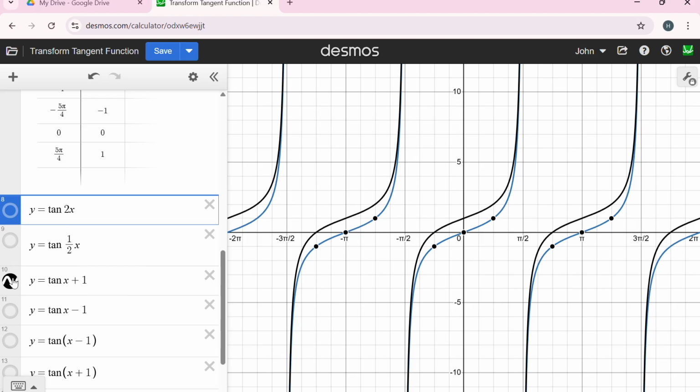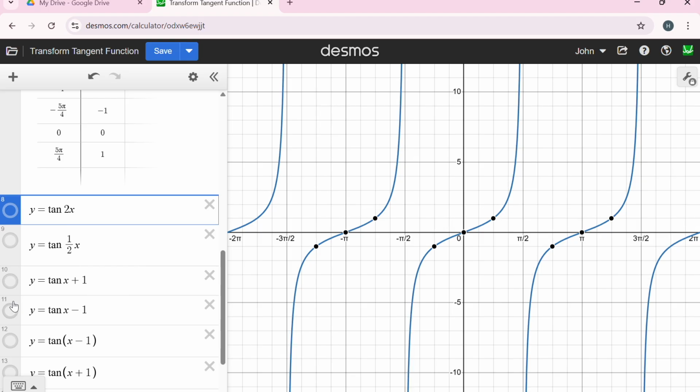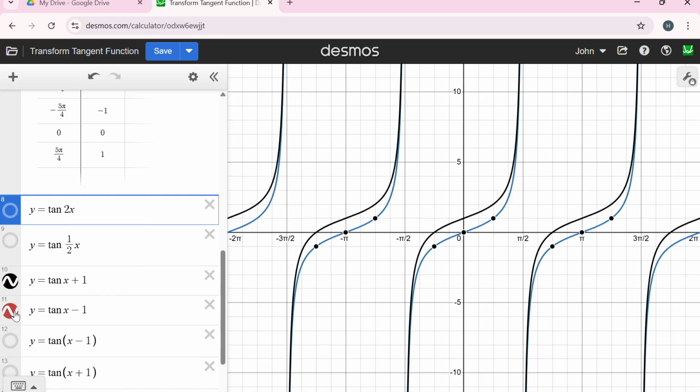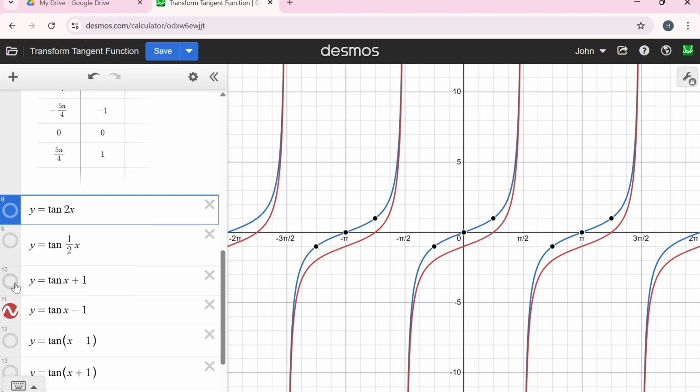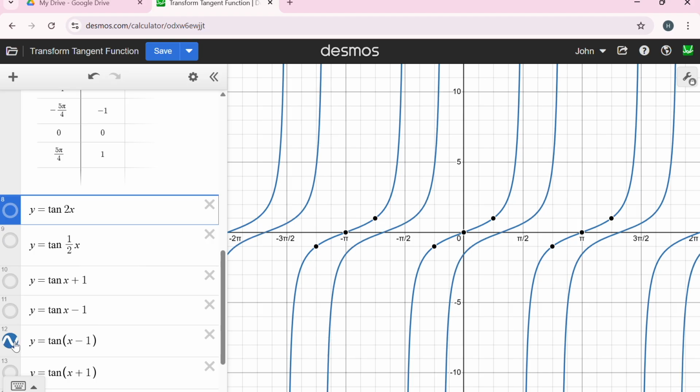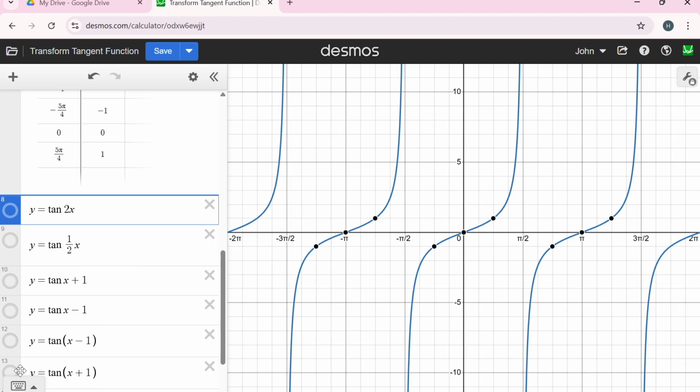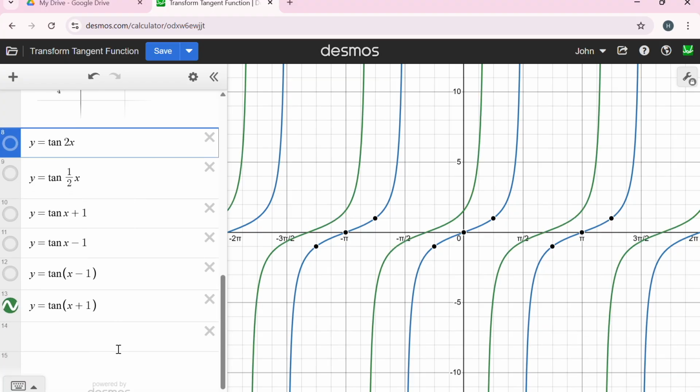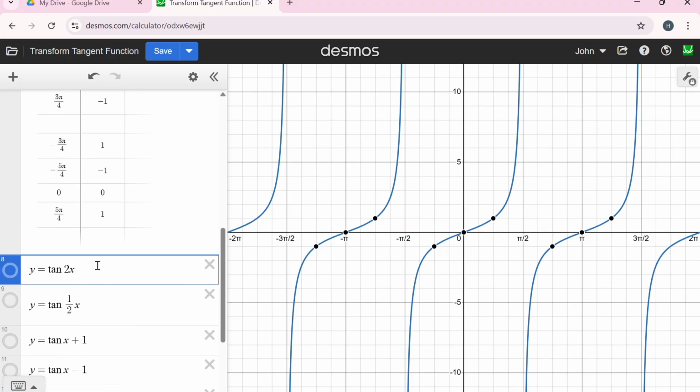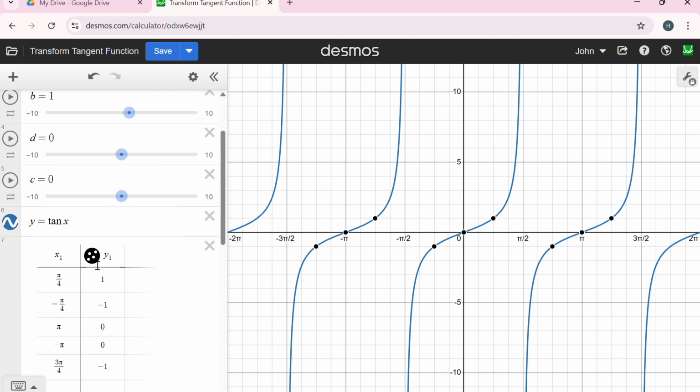Okay, and the rest of these are, this is a vertical shift by 1 unit up, vertical shift 1 unit down. This is a horizontal phase shift 1 unit to the right, horizontal phase shift 1 unit to the left. Okay, a couple other things I want to show you here is you can see the vertical asymptotes happening at pi over 2, negative pi over 2.